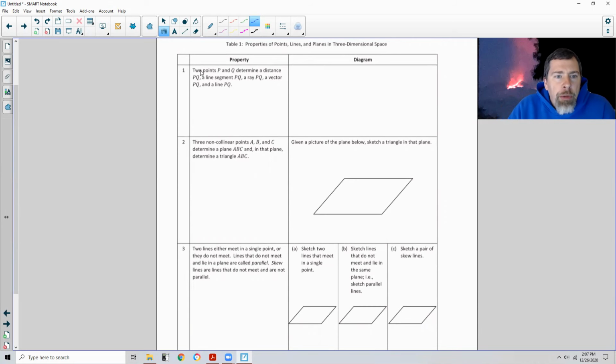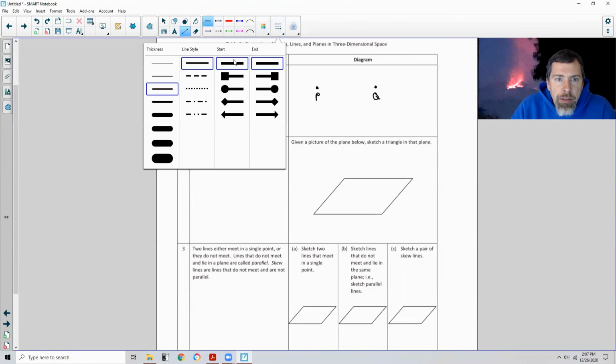But it says, number 1, 2 points, P and Q, determine a distance PQ, a line segment PQ, a ray PQ, a vector PQ, and a line PQ. So basically what they're saying is if I had a point right here, and I call it P, and I put another point over here, and I call it Q, that would represent a distance between 2 points. It would also represent a line segment.